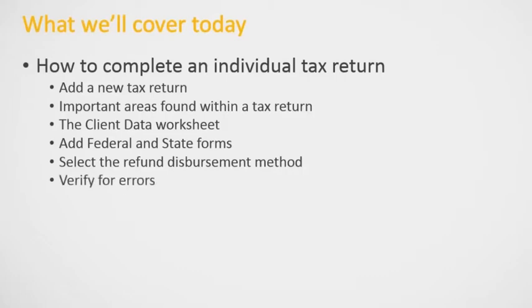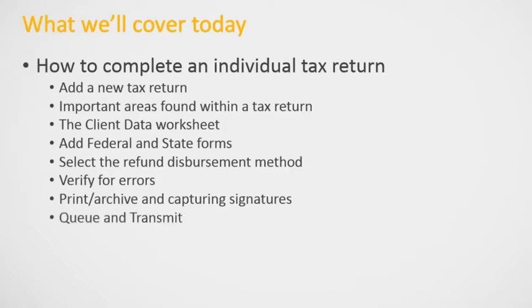After that, we're going to verify for errors. One of the most important steps when you're wrapping up a tax return is making sure that there aren't any errors in the return, which allows you to print and transmit, which is right after verifying. We'll take a look at printing and also archiving, how that works in the software. In addition to that, we'll take a look at capturing signatures from the taxpayer and spouse, and see how that process works. We'll learn how to queue and transmit and what exactly that means when you're working with a return.